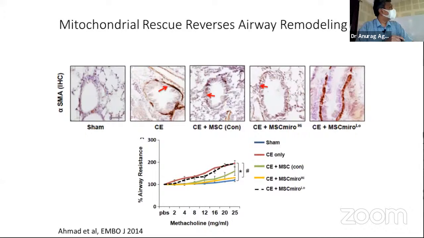So this is a cockroach extract given to mice. These are proliferating airway smooth muscle and fibroblasts, the brown stain. So this is airway remodeling, right?